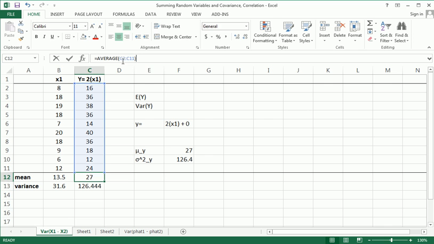Now, how did I calculate these? Well, I used Excel functions. I averaged all the 2 times x1s, and I get 27, which is exactly what I thought I would get. So no surprise, and actually kind of a relief. Even more interesting, I calculate the sample variance of all the 2 times x1s. I just multiplied column 1 by 2 here. So I get 126.44. And voila, that's exactly what I expected to get from what I learned in my text about linear functions of random variables.